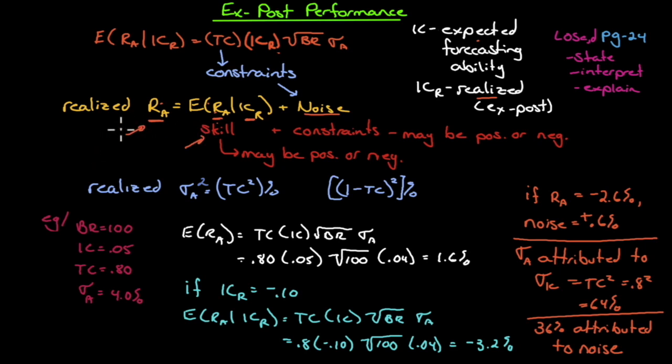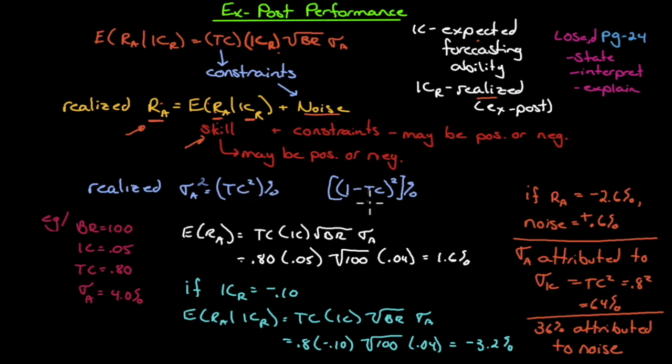So let's just have a look at it now. I said earlier I would try to explain this TC squared that we saw in one of the other formulas. So let's explain what that is now. When we look at a realized variance or standard deviation of active returns, it turns out that there's a relationship with the constraints, which is TC squared.